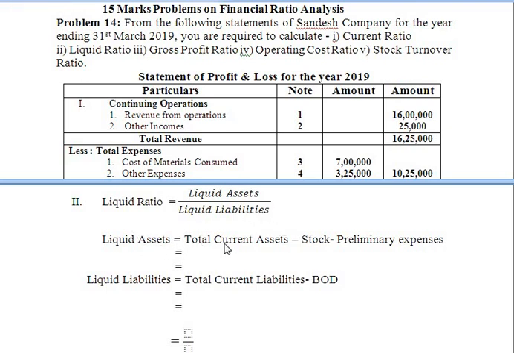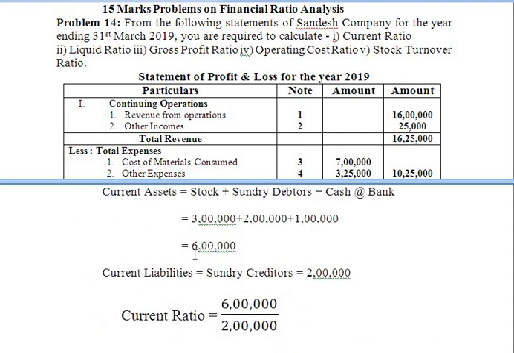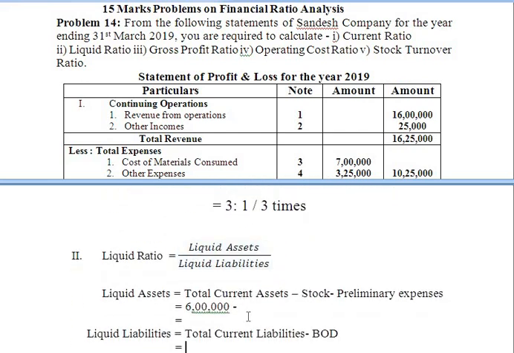Liquid assets is equal to total current assets minus stock minus preliminary expenses. Now here we have already calculated the total current assets. What is the total current assets? It is 6 lakhs. 6 lakhs minus what? Stock. What is the amount of stock? Check here. See, the amount of stock is 3 lakh. There are no preliminary expenses given in the problem. You can check the balance sheet here.